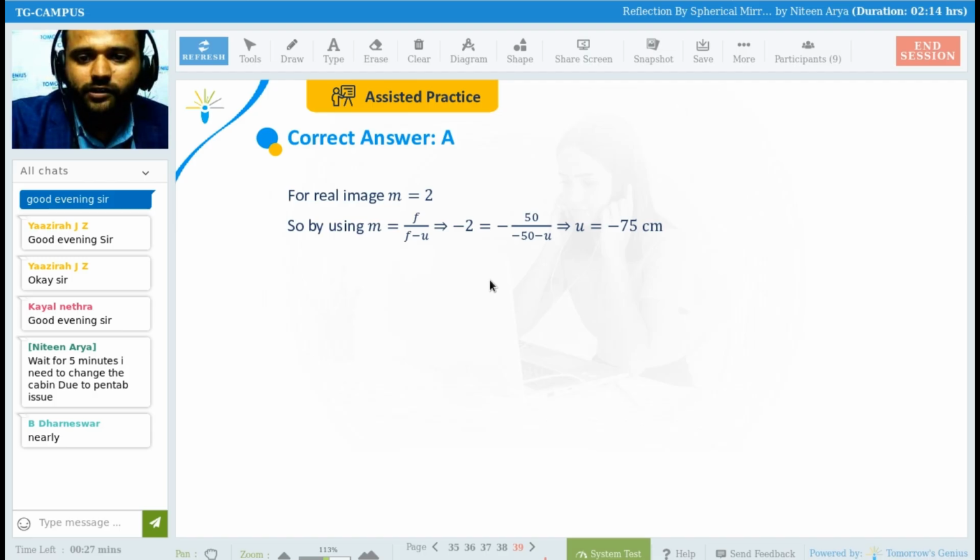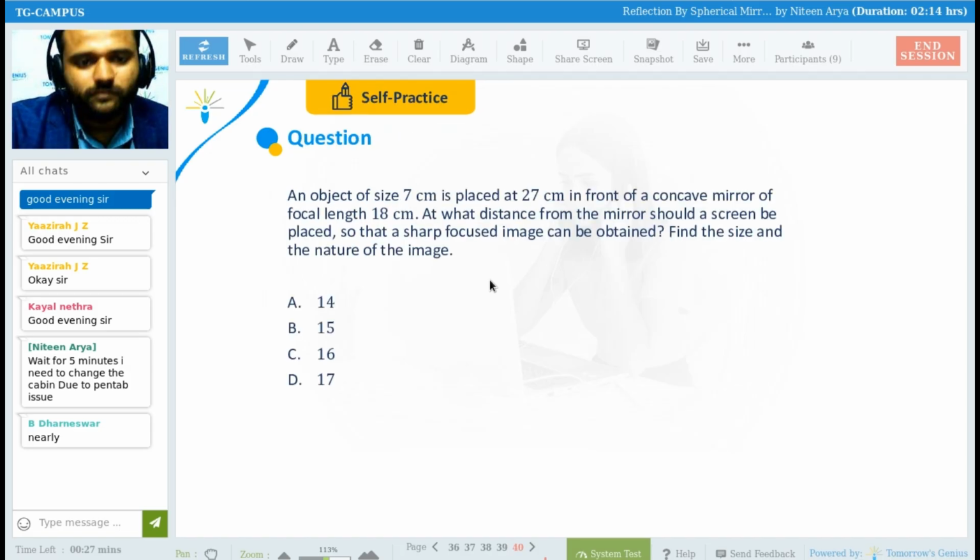Is this clear to each and everyone or not? Just type it if it is not. Clear na? Good. Do this. Same kind. Image you need to tell me. Here you need to use mirror formula and then you can find M equals minus V by U equals I by O. Do this also.